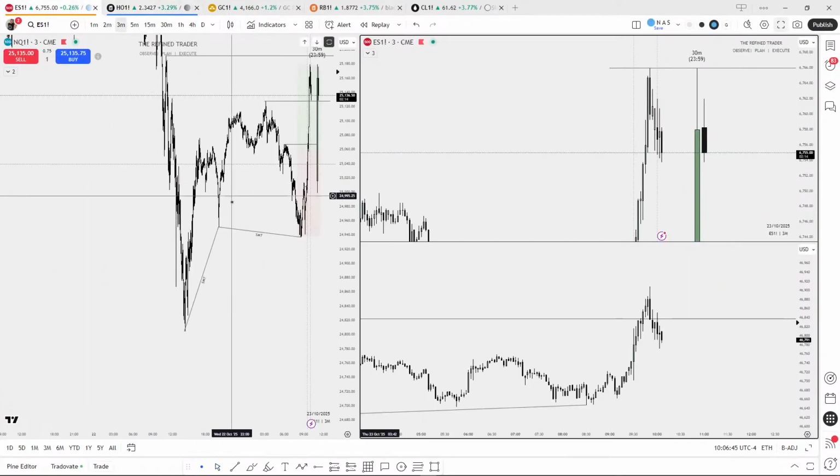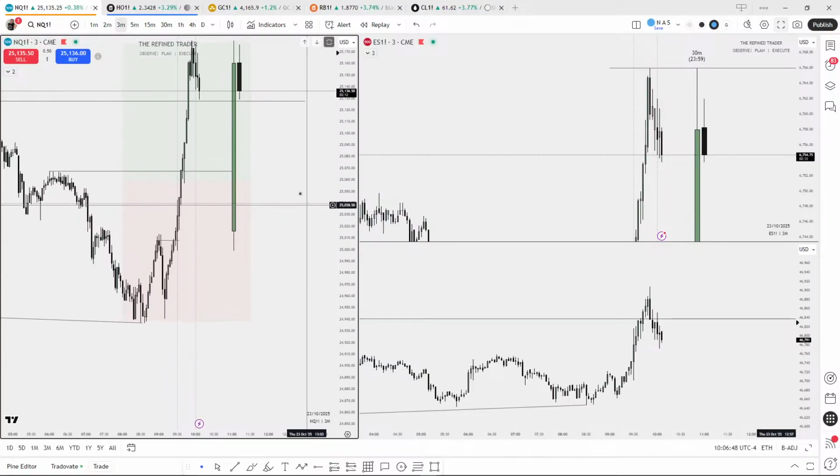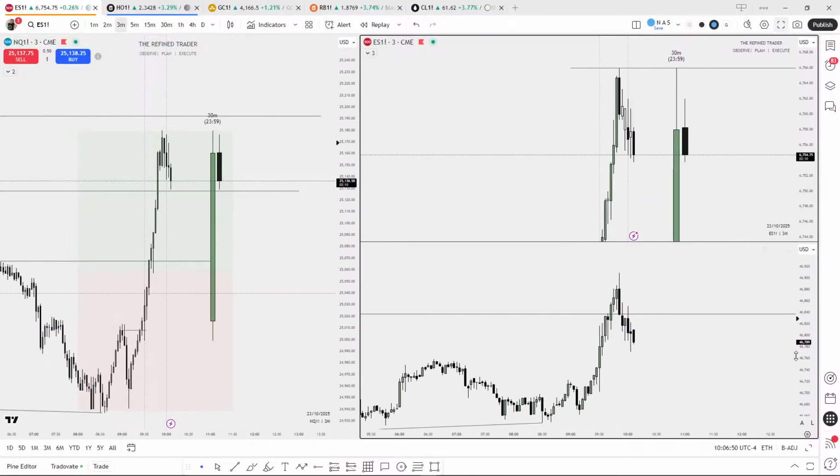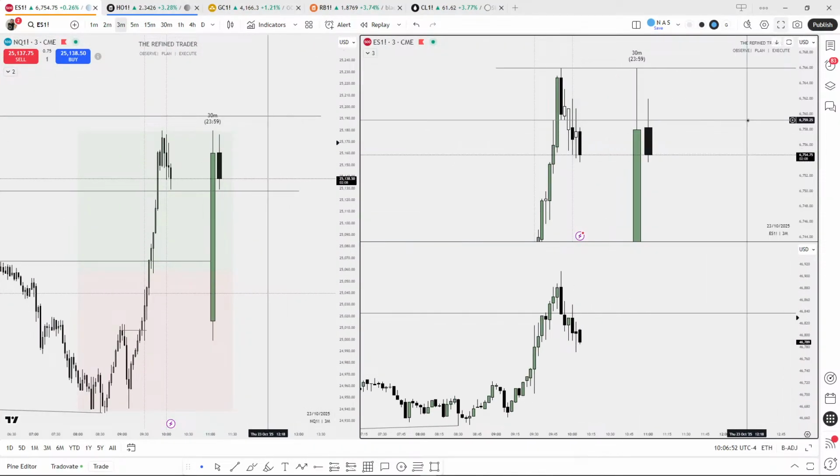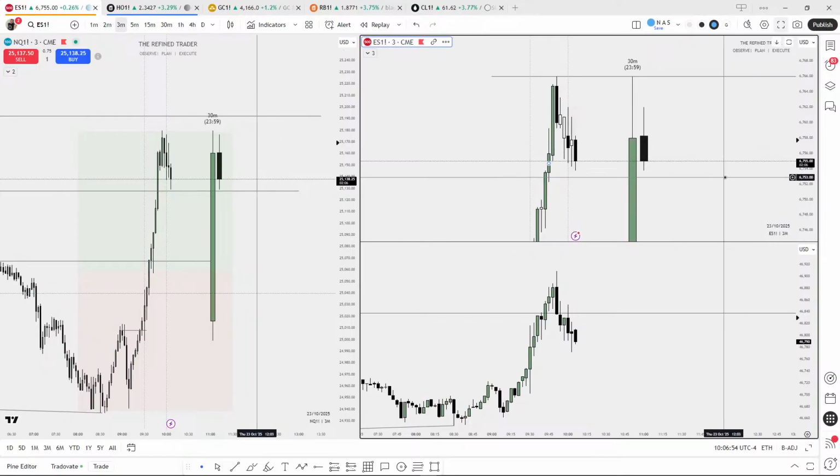For HO, let me first set the alerts because I don't want to miss the trade. All right, the alert is set. Let me put an alert on ES right there.